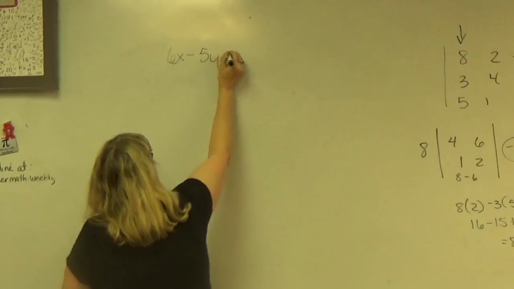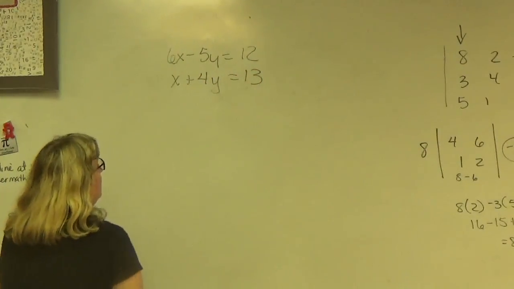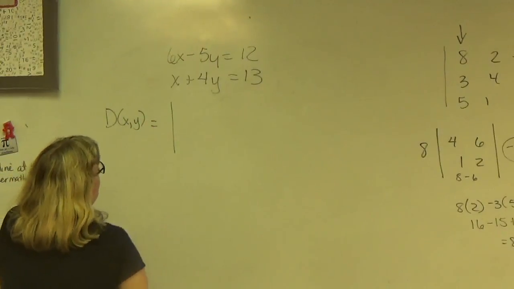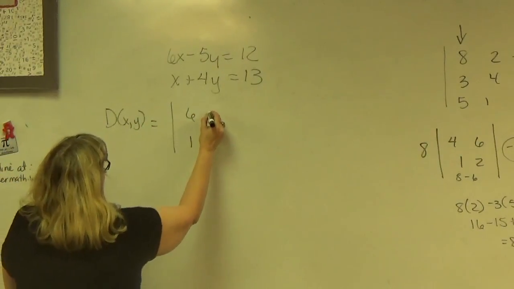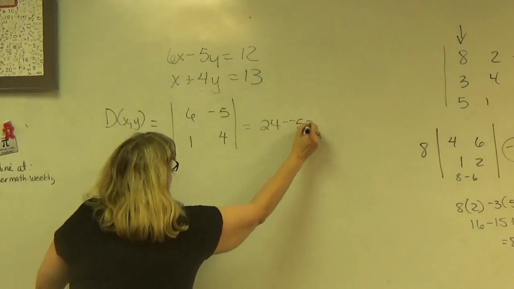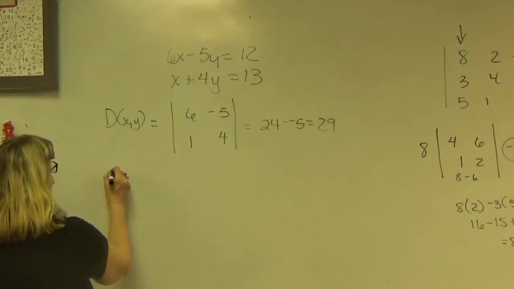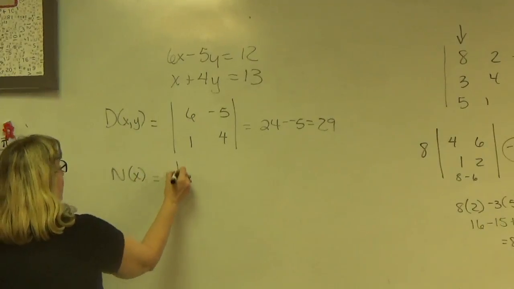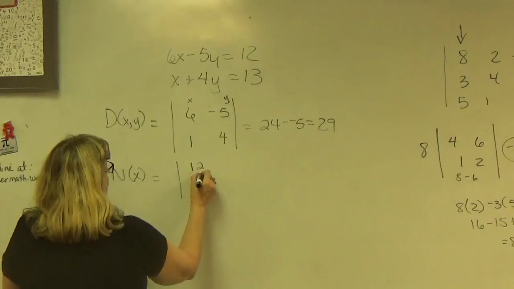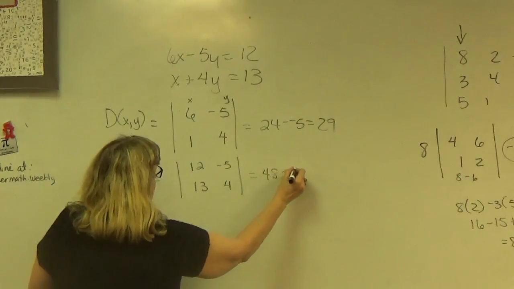6x minus 5y equals 12, and x plus 4y equals 13. So first, what's the denominator going to be for x and y? It'd be 6, 1, negative 5, 4. And so it'd be 24 minus negative 5, 29. Numerator for x, replace your x column with 12 and 13. And that'd be negative 5, 4. So 48 minus a negative 65.